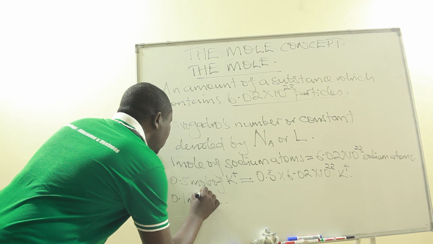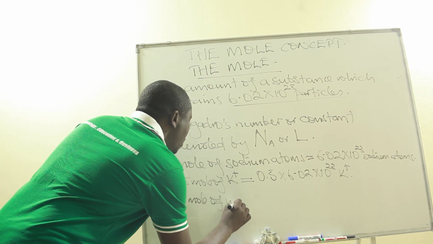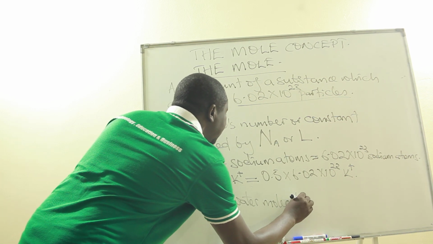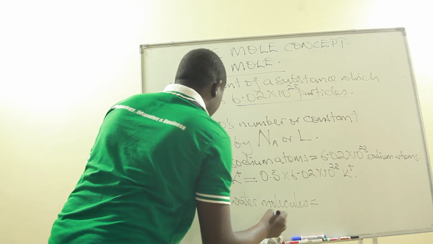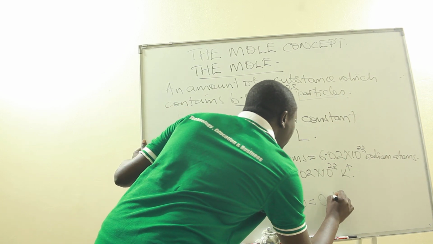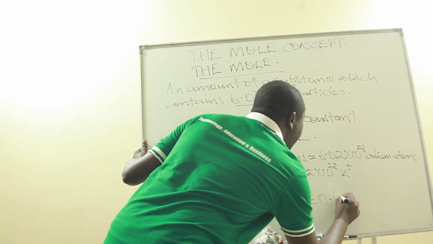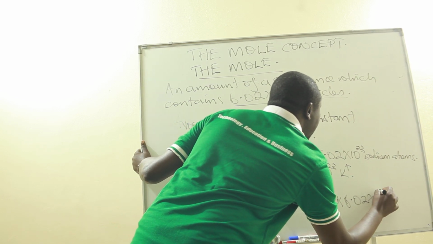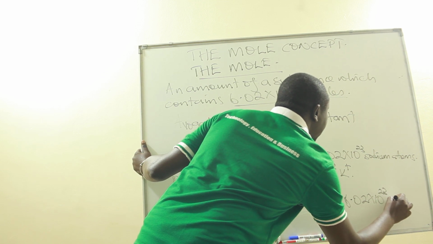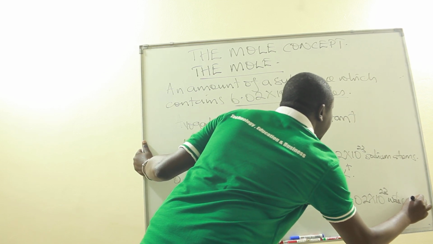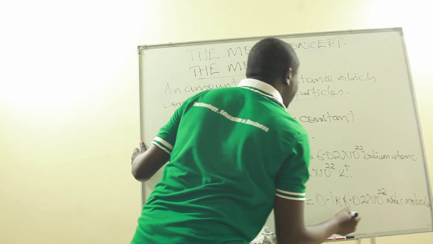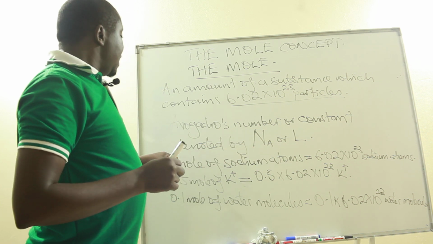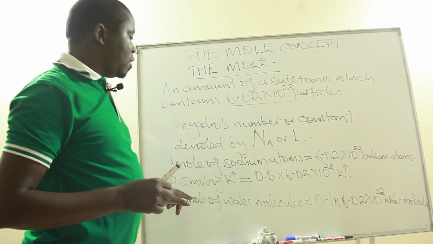When I talk of, say, 0.1 mole of water molecules, this one also contains 0.1 times 6.02 times 10 raised to the power 23 water molecules. So this is how we can get the number of particles of substances in different numbers of moles of those substances.